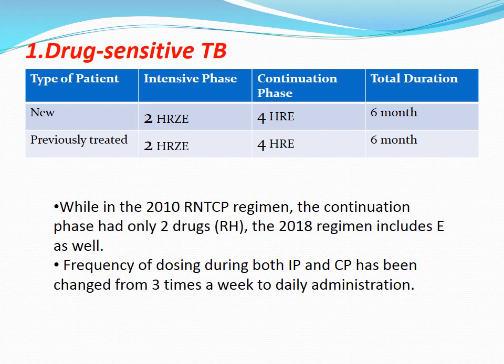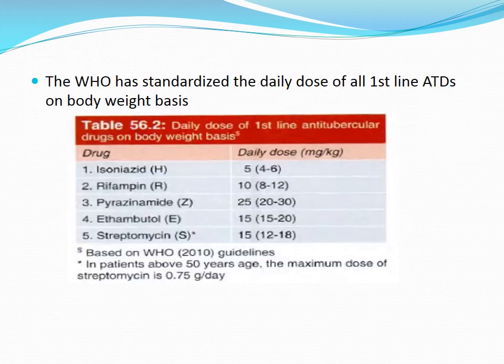So rather than giving all these 4 drugs daily, they are only given twice weekly, okay. But in the recent guidelines there is no provision for a bi-weekly regimen, so the patient has to come daily and take the drugs daily, okay, for both the intensive phase and the continuation phase.